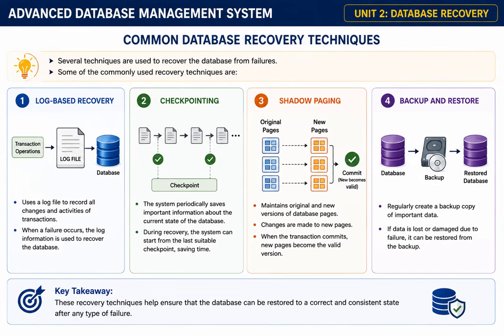Now that we understand the different types of failures and the role of the log file, let us take a quick look at some of the common techniques used for database recovery. There are several recovery techniques that we may come across, such as log-based recovery, checkpointing, shadow paging, and backup and restore. Let us understand these very briefly. The first one is log-based recovery. As the name suggests, this technique uses a log file to keep track of the changes and activities performed by transactions. When a failure occurs, this information can be used to recover the database.